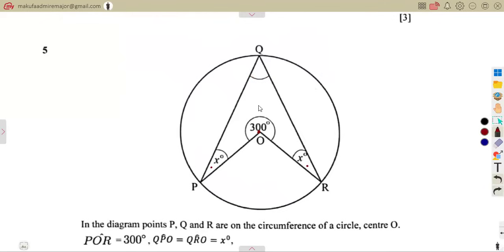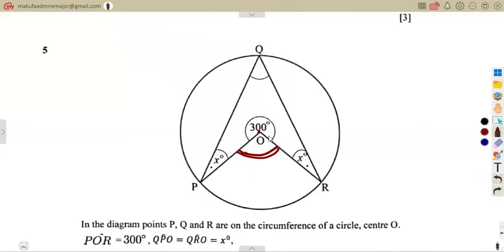We do understand that this angle at the center, which is POR, the one that is inside, remember, we have got this reflex. Then we are going to have the acute POR. This angle at the center is twice the angle at the circumference.